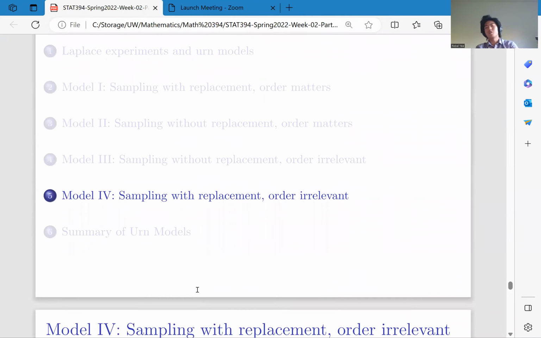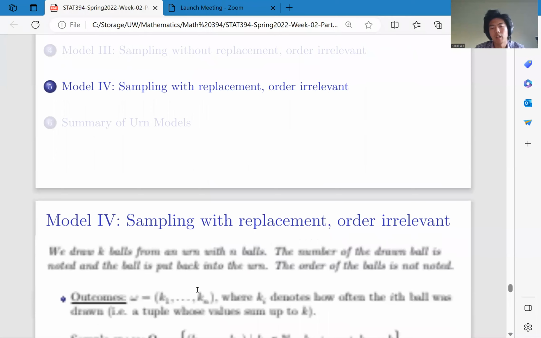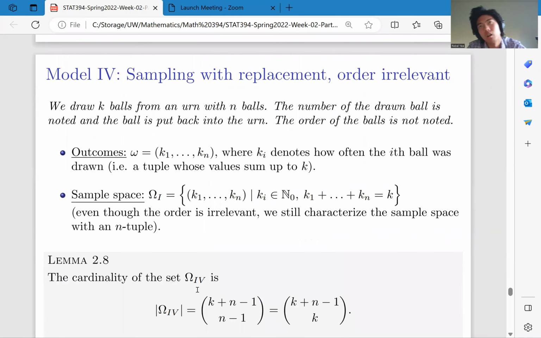All right, so it seems like we are moving to our last model. It's sampling with replacement, where order is irrelevant. This is the most complicated model. It's slightly different from our third model, where we also have replacement. So we put the ball back into our urn after each draw.